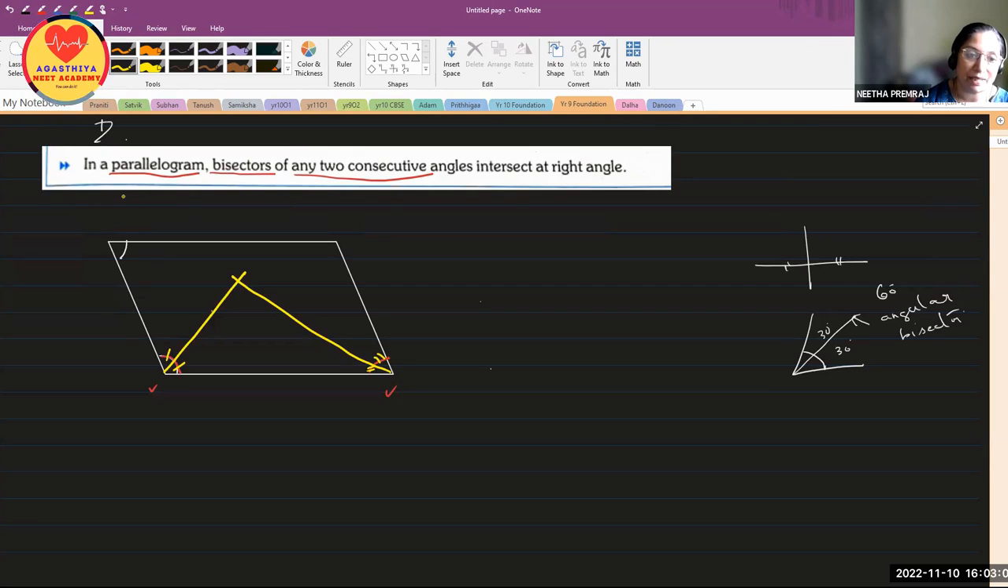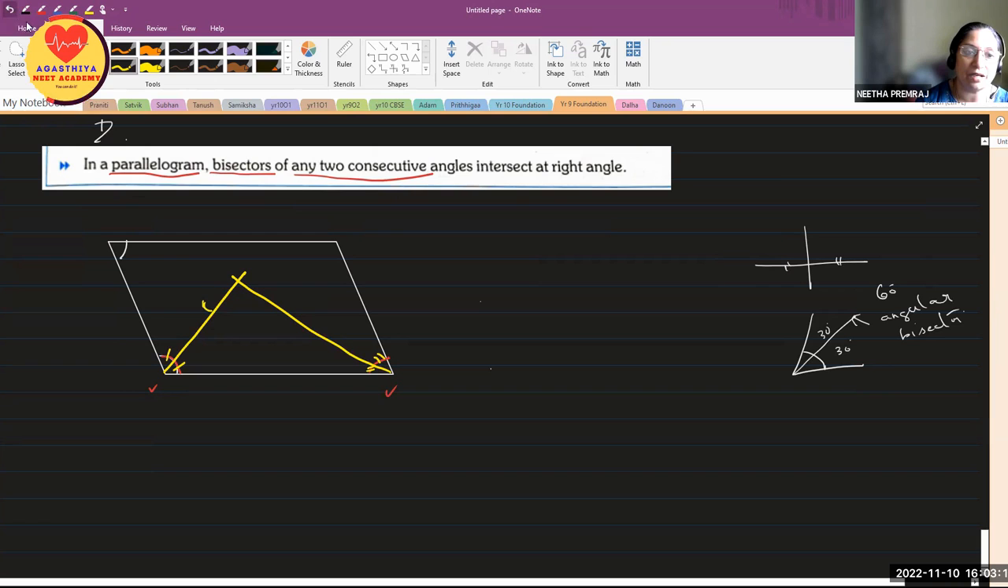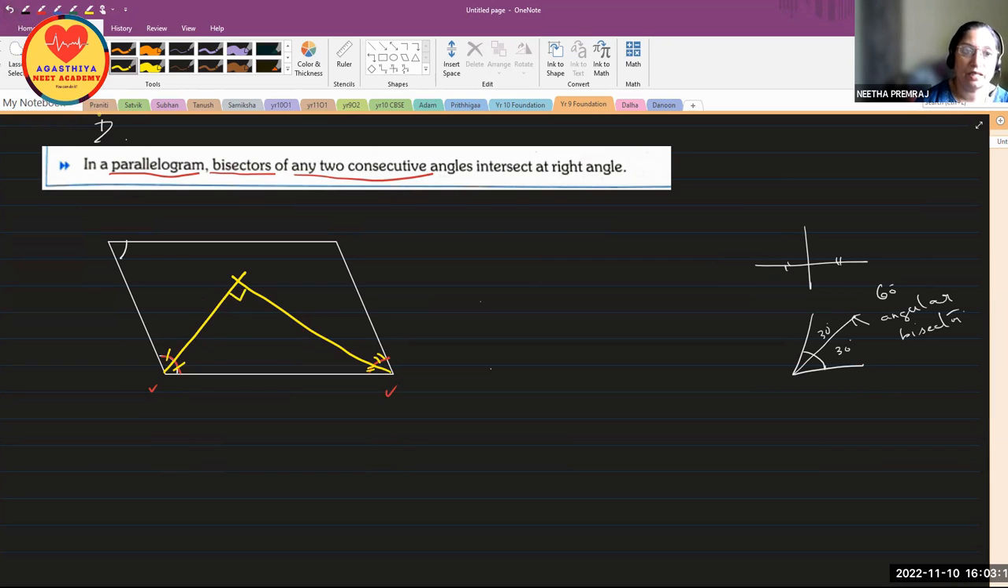Then they intersect at a right angle. If you draw this bisector and this bisector, they intersect at 90 degrees. The angle between the angular bisectors is 90 degrees. That is what it says: bisectors of any two consecutive angles intersect at a right angle. So if you draw bisectors, they will intersect at 90 degrees. Okay, make a note of it.